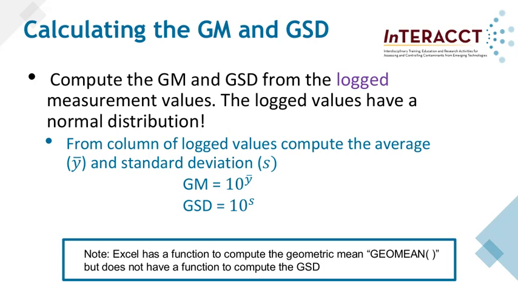Then to compute the geometric mean, assuming you transform them using the log base 10, you simply apply that average as the exponent to 10, as shown here. Likewise, 10 to the standard deviation, s, will give you the geometric standard deviation. Admittedly, this is a bit more complicated mathematically, but it's easily computed in Excel.